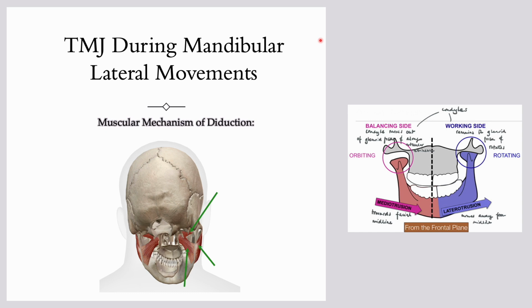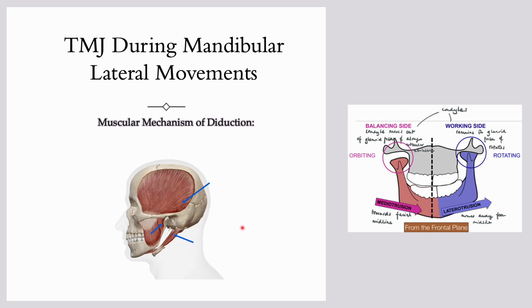Moving now to the muscular mechanisms of laterotrusion. On the balancing side, or the orbiting side, or the non-working side, it has many different synonyms, the inferior head of the lateral pterygoid muscle, in coordination with the medial pterygoid muscle as well as the superficial masseter muscle, contract together during this mandibular movement. So in this case, the mandible is going to have a laterality movement to the left, meaning this side will be the non-working side and this side will be the working side.